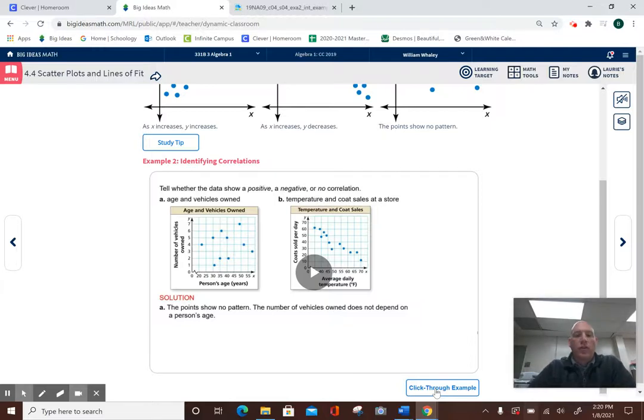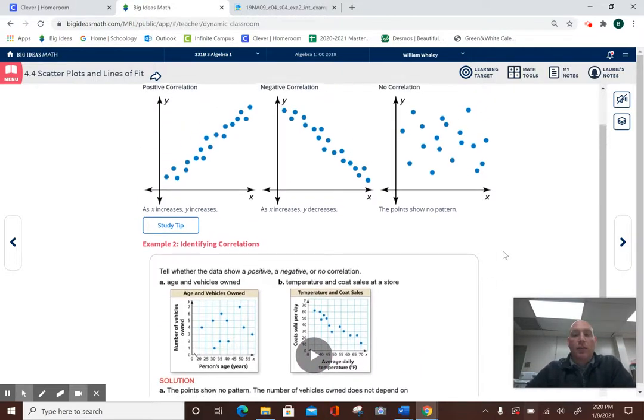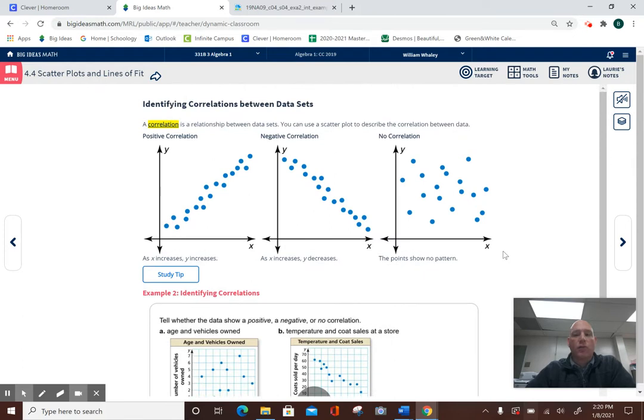Hey guys, so this will be your notes for example 2 on section 4.4. And what we're talking about now is correlations. All a correlation is going to describe is whether the line has a positive slope, a negative slope, or if the data is so spread out that there is no way to judge it.